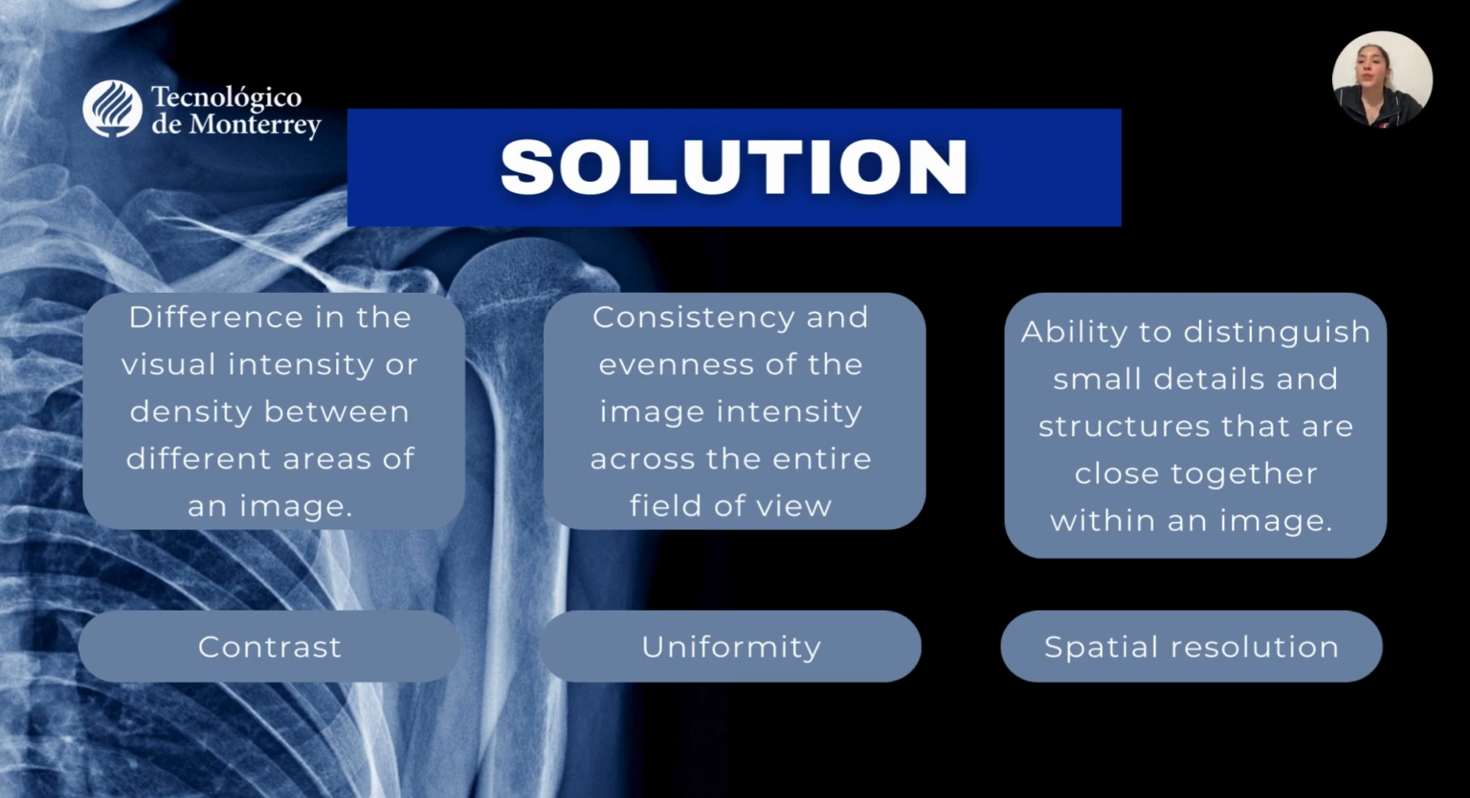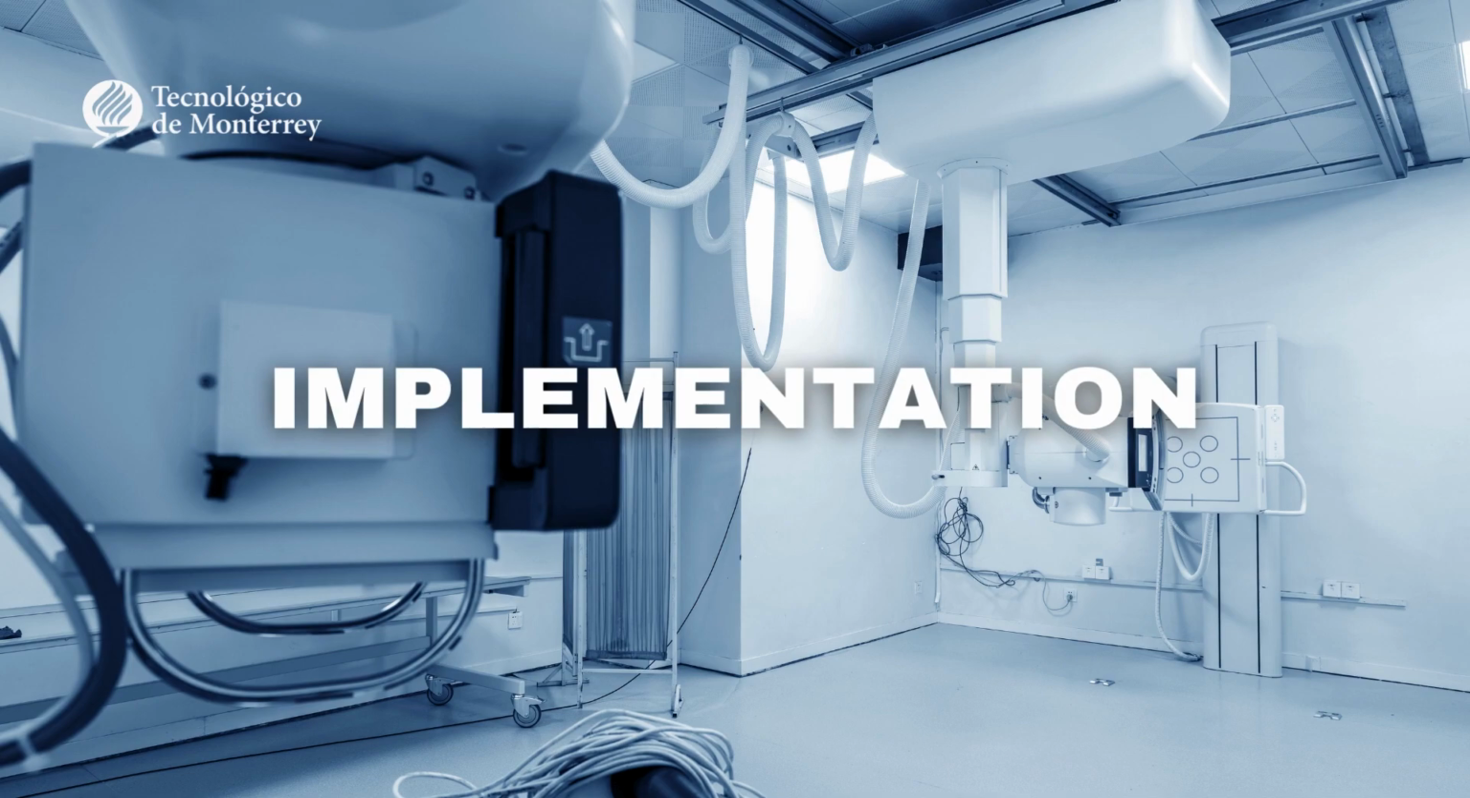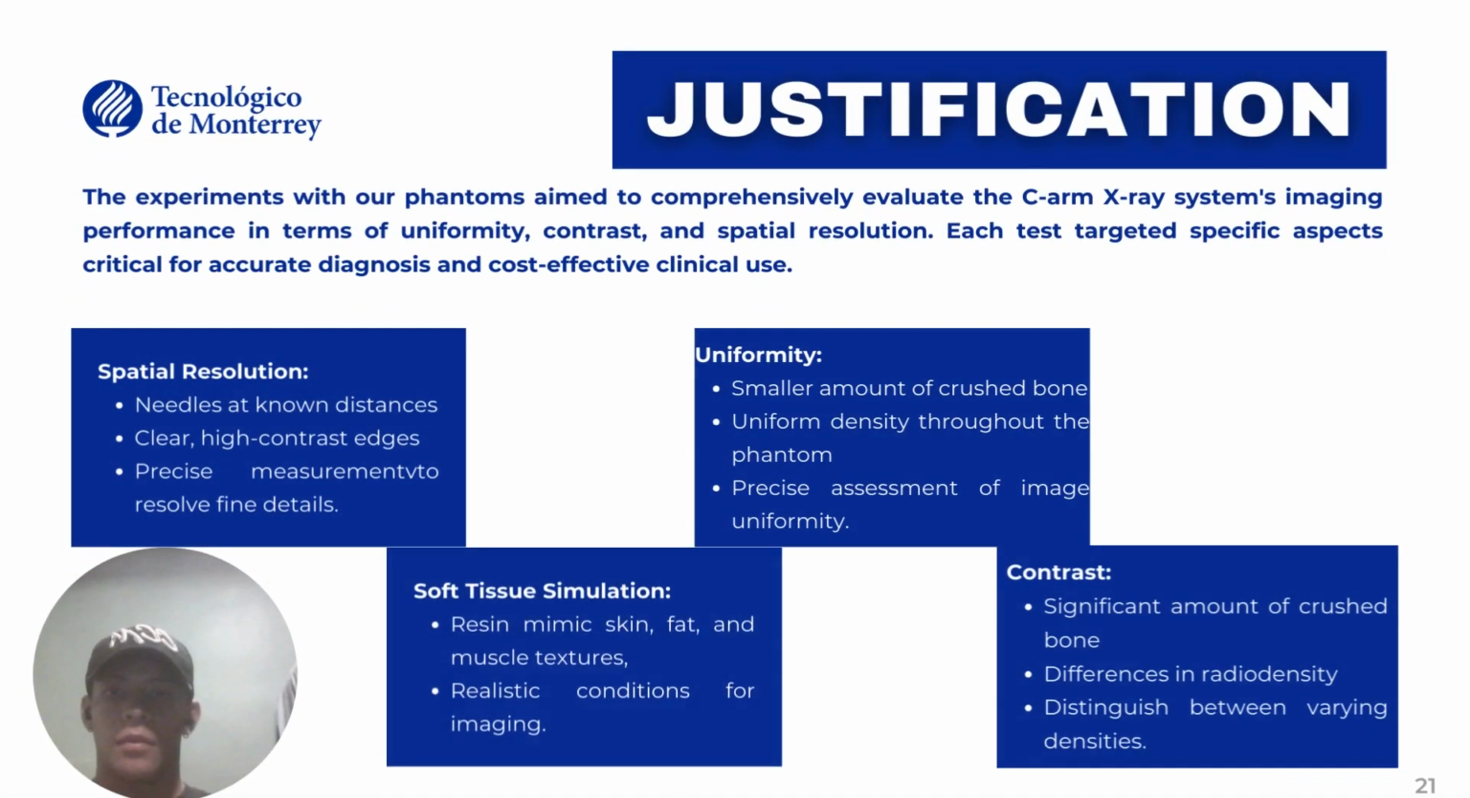Finally, we have spatial resolution, which is the ability of an imaging system to distinguish small details and structures that are close together within an image. It indicates how finely an imaging system can visualize the boundaries between different structures. The experiment with our phantoms aimed to comprehensively evaluate the C-arm X-ray system's imaging performance in terms of uniformity, contrast, and spatial resolution. Each test targeted specific aspects critical for accurate diagnosis and cost-effective clinical use.